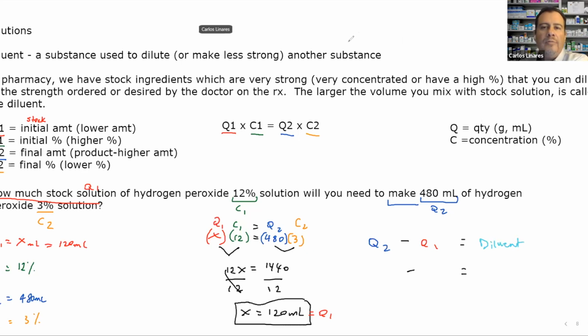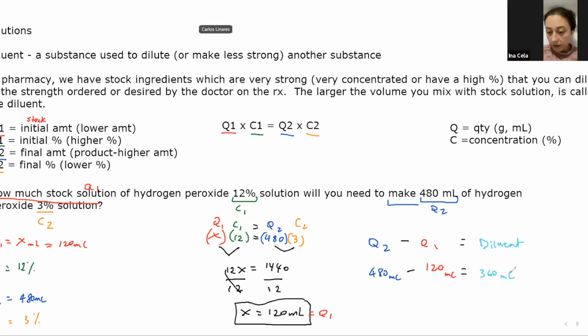So what is my Q2? Well, my Q2 in this case is 480 mLs. And then my Q1, what I started out with is 120 mLs. And when I subtract those two together, 480 minus 120 is 360 mLs diluent. So I added 360 mLs to 120 to give me 480. And I reduced that from a 12% to a 3%.